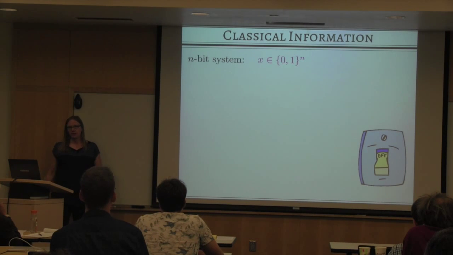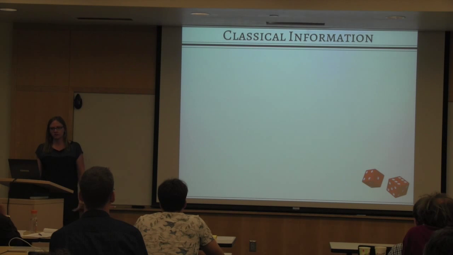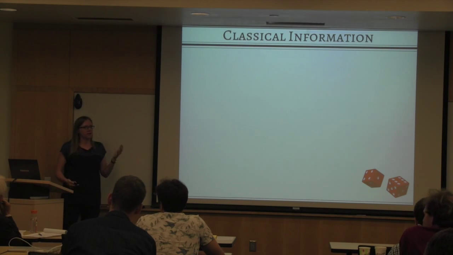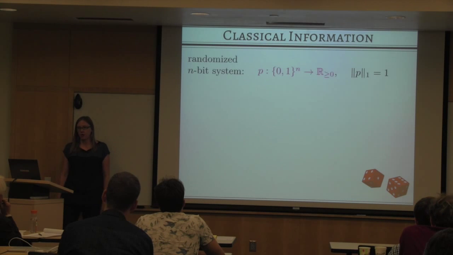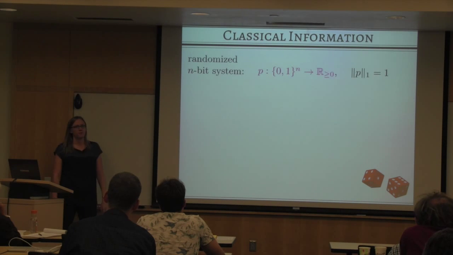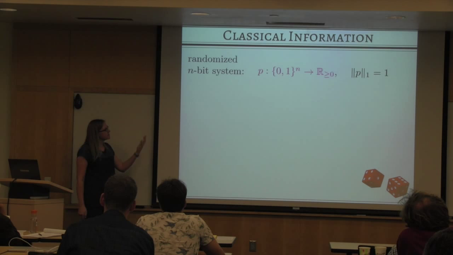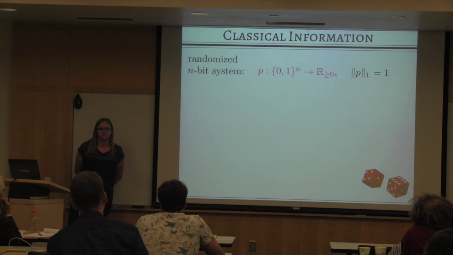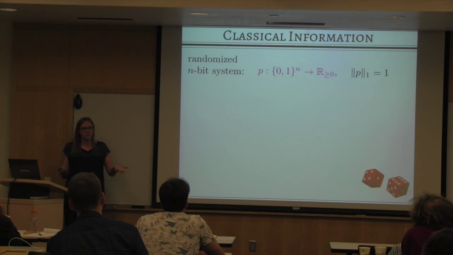And if we want to be as general as possible, of course, in the classical setting, we need to consider random variables. So the most general way of describing the state of a classical system is a probability density function. And this is a positive real value function on n-bit strings with unit L1 norm. So this is something that everyone is familiar with.